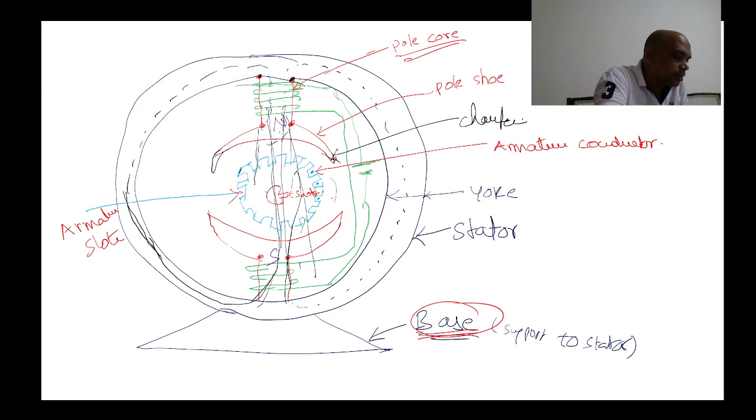In the case of a DC motor, these armature conductors are current carrying conductors. So this is about the constructional details of DC machines. Thank you.